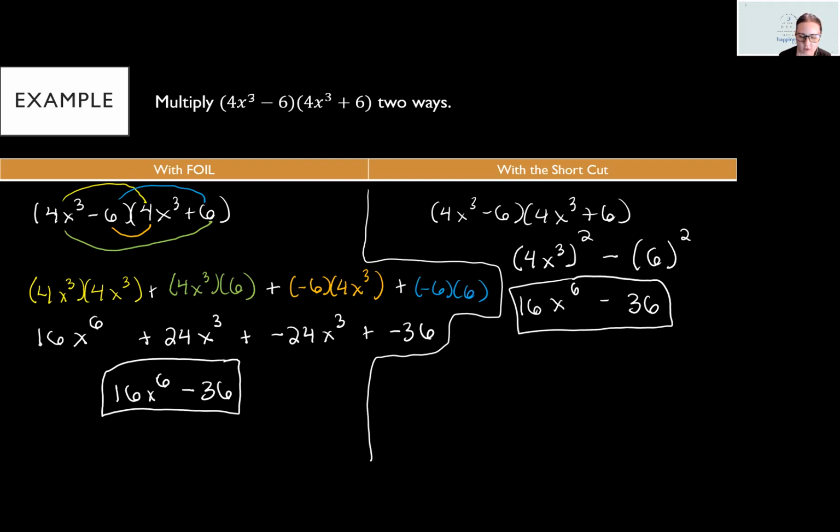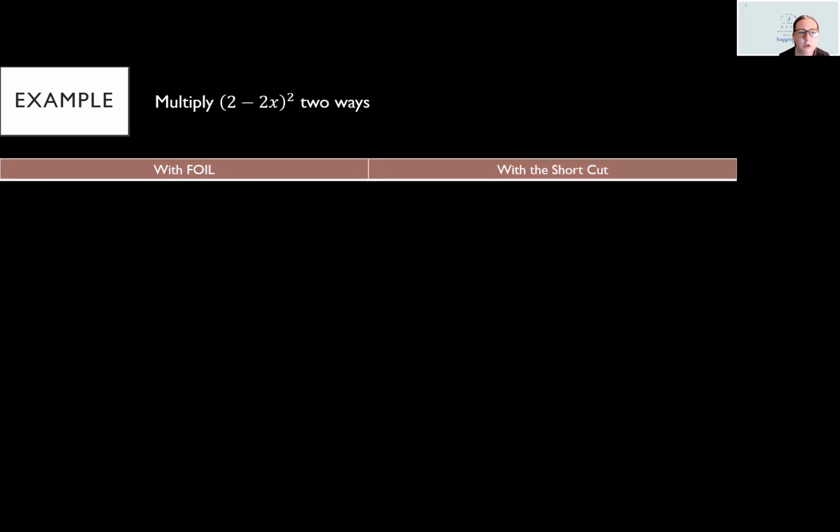Okay, so now we're going to look at the other special type where you have something squared. So we've got 2 minus 2x, and then that whole thing is squared. This is the special product that results in what's called a perfect square trinomial. So when you have a minus, it's a minus b squared. Your answer will be a squared minus 2ab plus b squared.